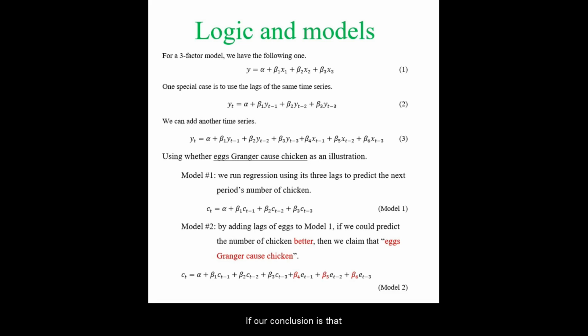If our conclusion is that by adding these 3 lags of x to model 1, we can predict the number of chickens better, then we claim that X Granger causes chicken. So this is model 2. Our hypothesis is that beta 4, beta 5, and beta 6 are all 0.